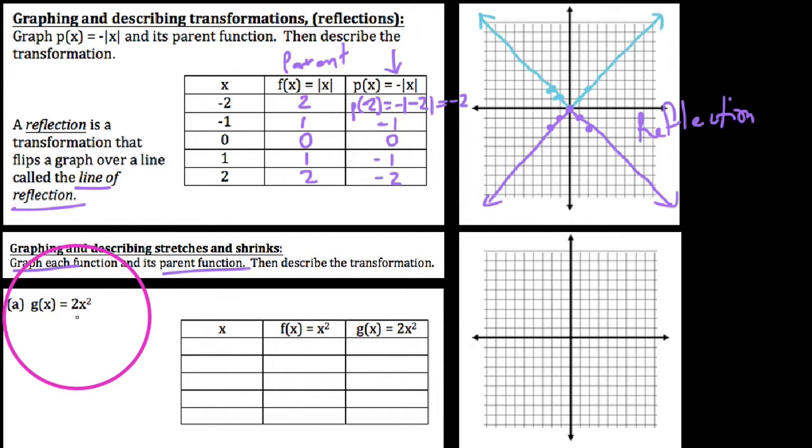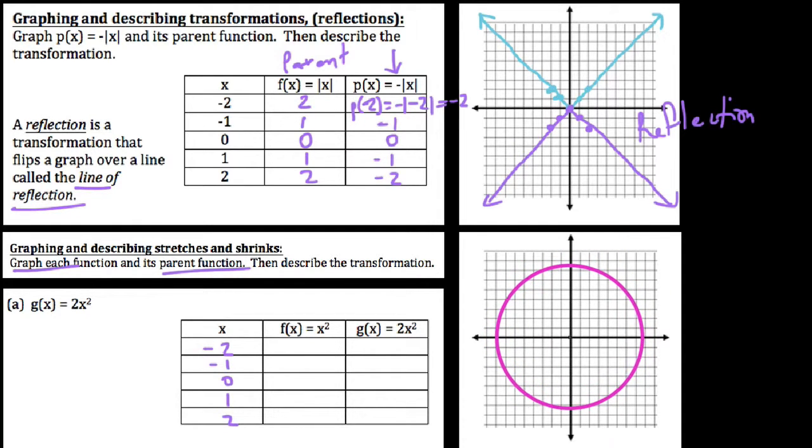We have g of x is 2 times x squared. And we can put in any input values we want. I'm going to go ahead and use a pretty solid battery here from negative 2 to 2, going by increments of whole numbers. But basically, the parent function here, if we were to plug in all these values, we know what the parent function of a squared thing looks like, a quadratic function.